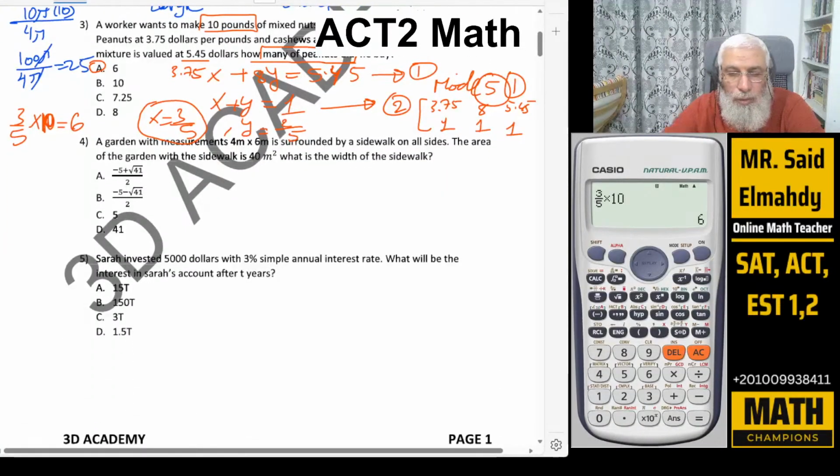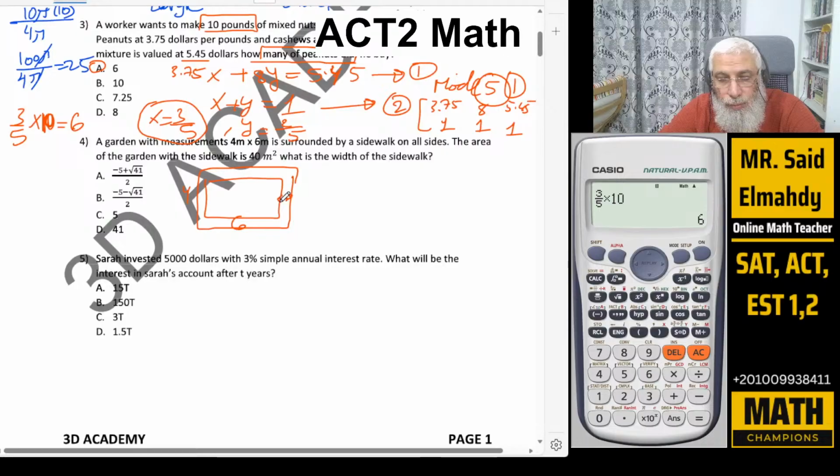Question number 4. A garden with measurement 4 meter multiply 6 meter is surrounded by a sidewalk. So this sidewalk on all sides. The area of the garden with sidewalk and total area is 40. So what is the width of the sidewalk?